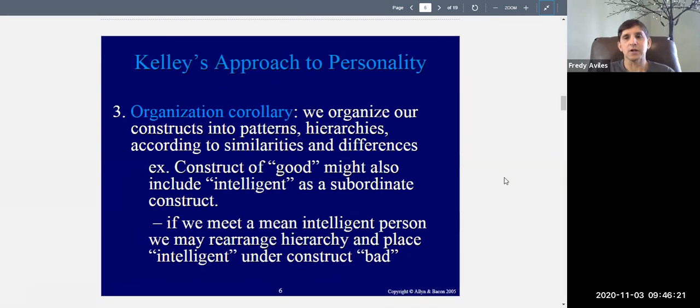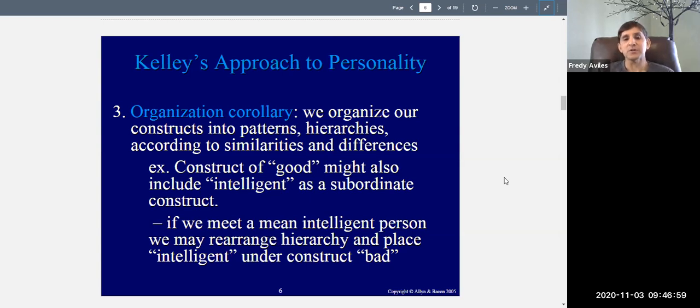There's the organization corollary that says that we organize our constructs into patterns, hierarchies, right? According to similarities or differences. So these theories, these predictions, we organize them into groups, into patterns. Some go together into hierarchies. Some are more important than others. Like, for instance, the construct of good might include intelligent as a subordinate construct. We might have the construct good, or the category good, and we consider intelligent people to be good people. So intelligent is under the category of good.